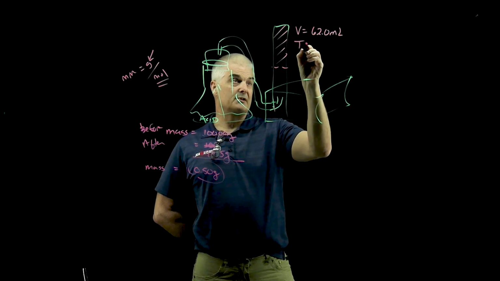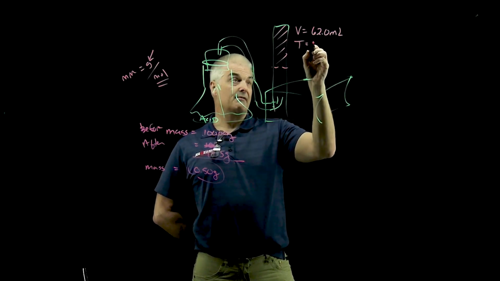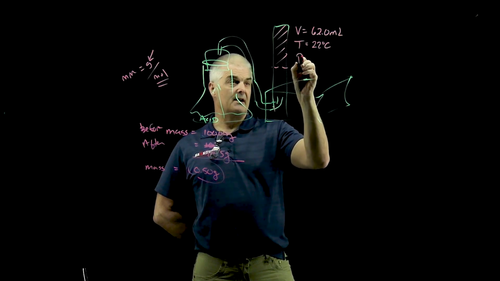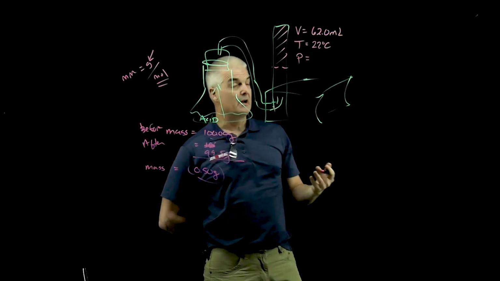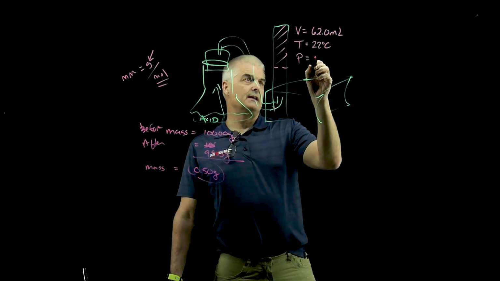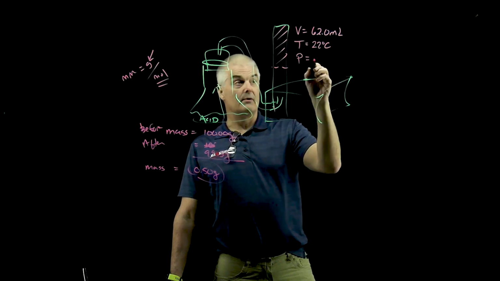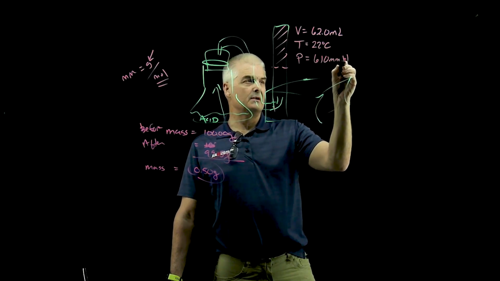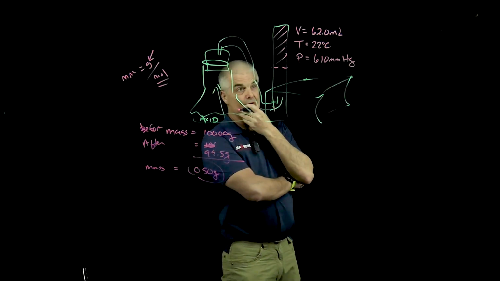I measured at a particular temperature, so I used a thermometer, and I found that this was at 22 degrees Celsius. And let's say that I measured the pressure using a barometer. And let's say the pressure of the day was, I don't know, let's say that we lived in Colorado, and the pressure is 610 millimeters of mercury. The question is, what is the molar mass?